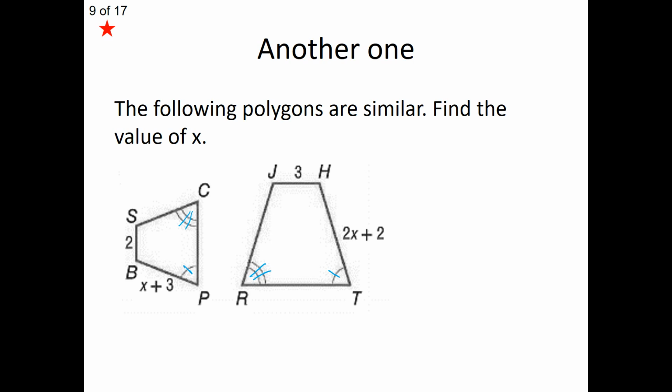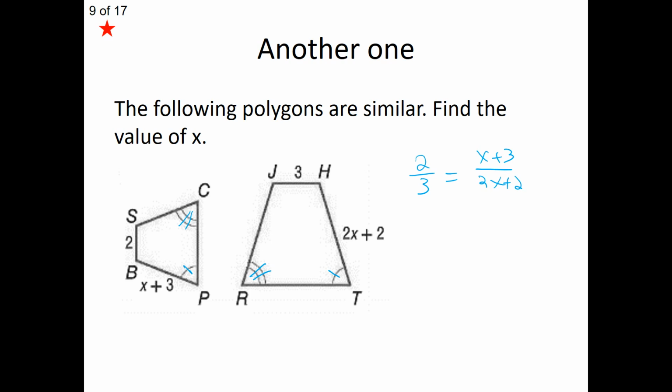As it turns out, our top side SB is going to be proportional to, or corresponds to, JH. So in other words, I'm going to set up proportions using these four sides and solve for a missing value of x. SB corresponds with JH, which means we have a ratio of 2 over 3. And then from the smaller quadrilateral to the bigger quadrilateral, I have x plus 3 over 2x plus 2.